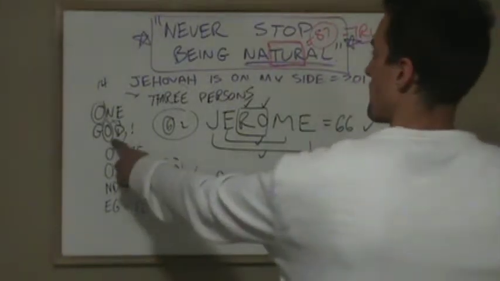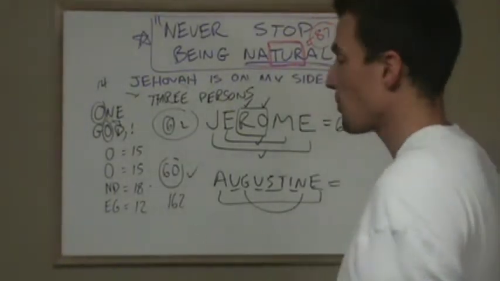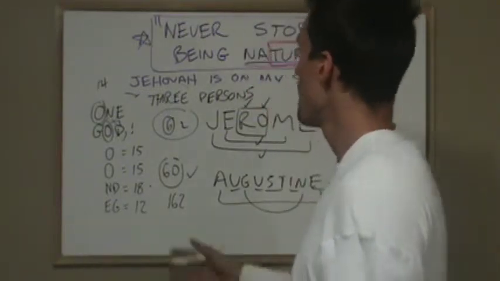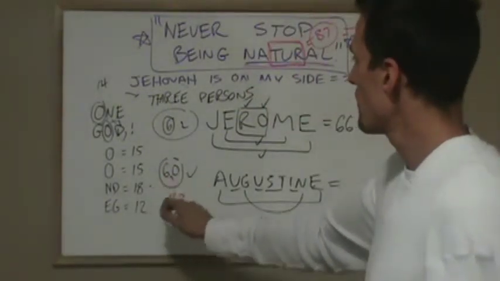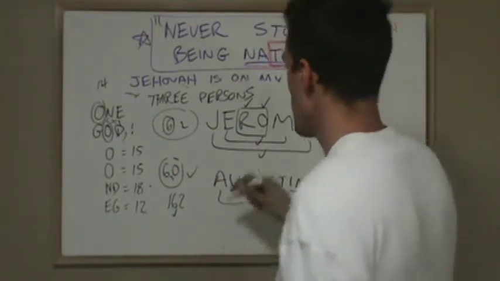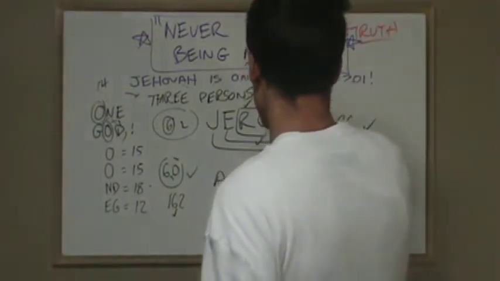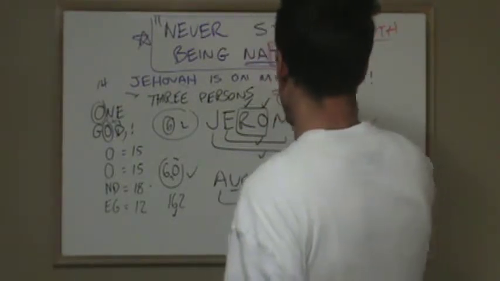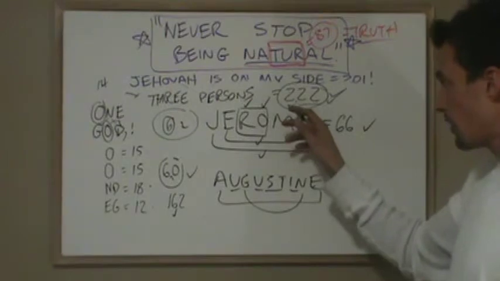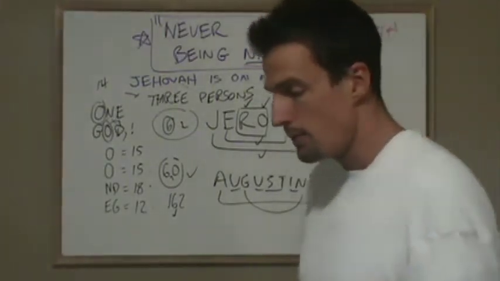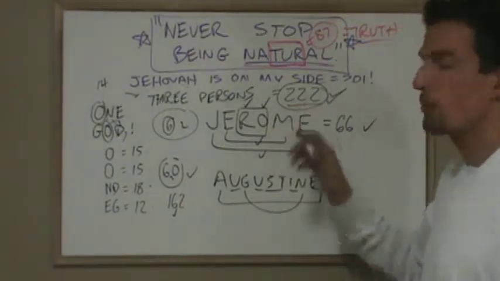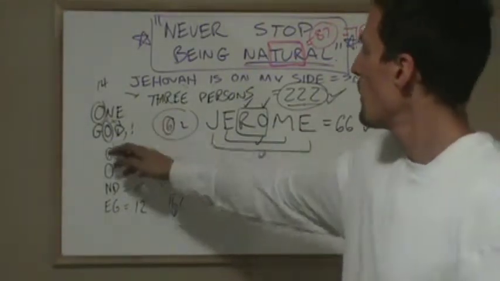One God is written in six letters. Three persons is written in 12 letters. Hello. Pure threes. 18 letters in total. Well, one God is 60. Three persons is 162 divided by three. Those are two perfect numbers waiting to get married. One God, three persons adds perfectly to 222, for the glory of the Trinity. 222. And in Hebrew, the word blessing, barak, equals 222. Blessing. Okay. One God, three persons.